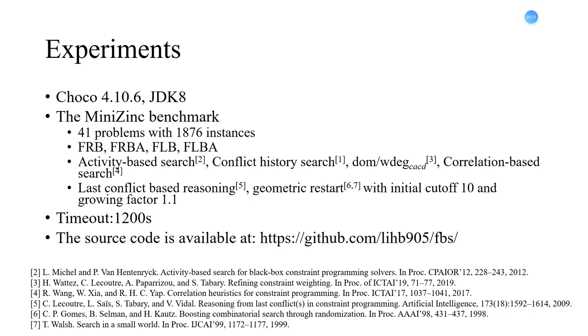Besides, we tested these heuristics equipped with the last conflict-based reasoning and a geometric restart with initial cutoff 10 and the growth factor 1.1. The timeout is set to 1200 seconds. And the source code of the failure-based variable ordering heuristics is available at the GitHub link.